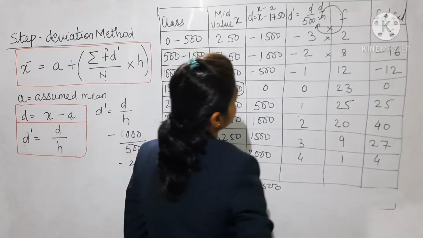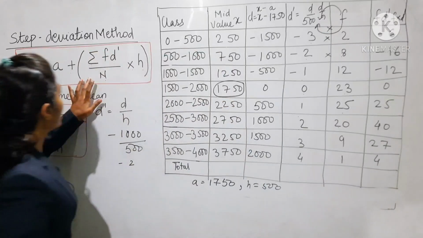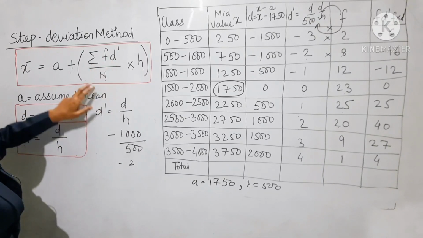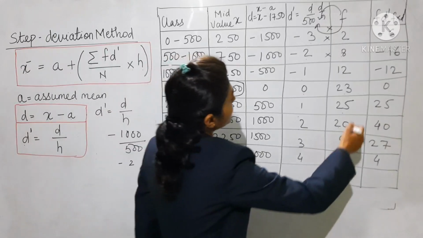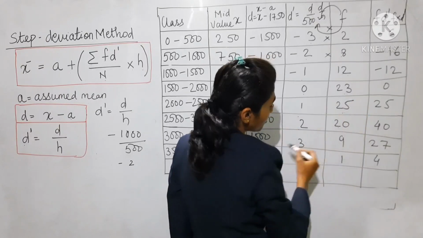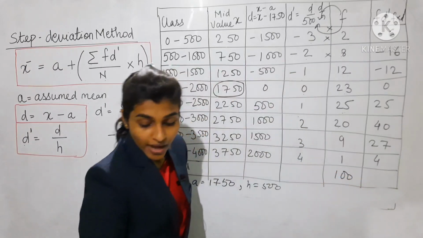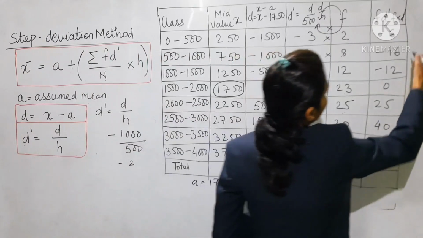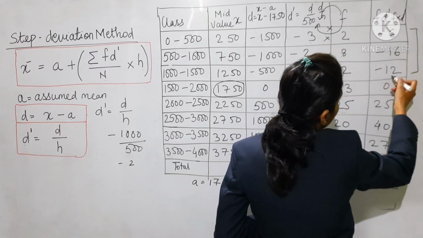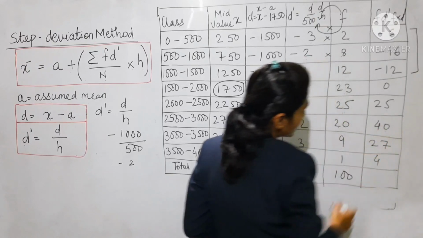Now do the total. As per the formula, what we require is only the summation of F D dash and N. So N will be what? Add 2 plus 8 plus 12 plus 23 plus 25 plus 20 plus 9 plus 1, we get the answer 100. Now in the last column, add minus 6, minus 16, minus 12, 25 plus 40 plus 27 plus 4.